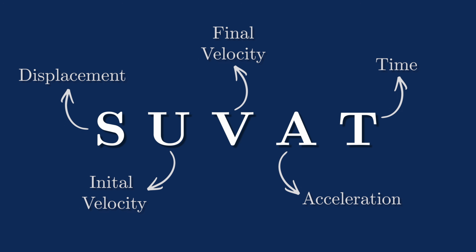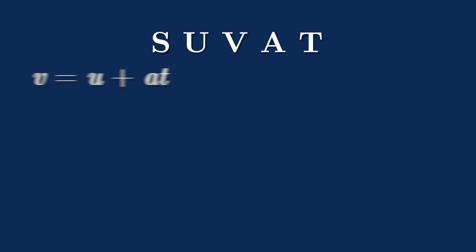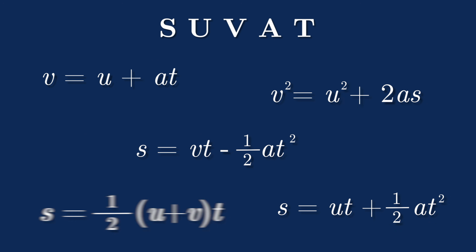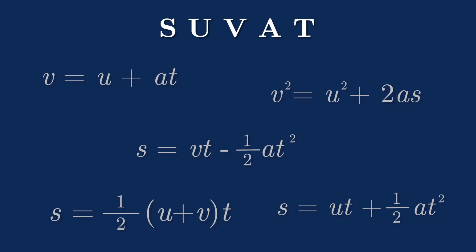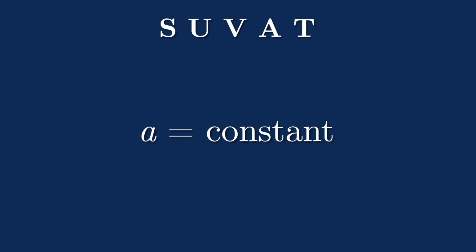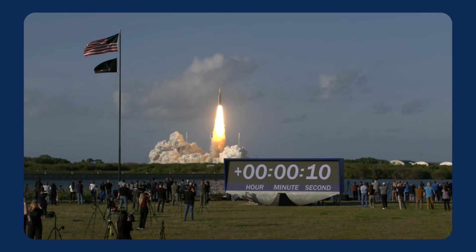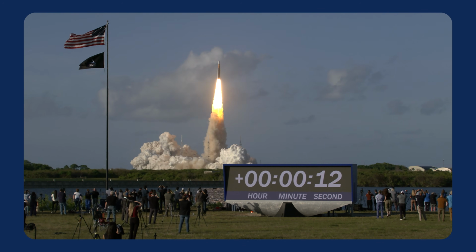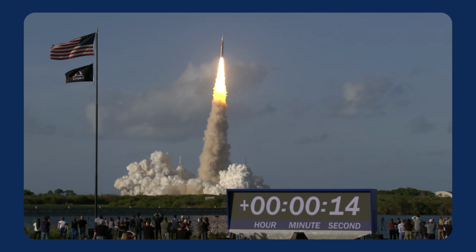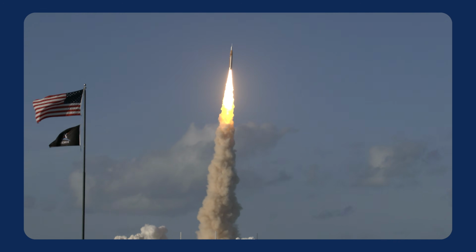Now using these 5 quantities we can create equations of motion, but there is one key important condition. SUVAT equations only work when acceleration is constant. This means that they work really well for things like objects falling near Earth's surface, trolleys rolling down a smooth slope, or even vehicles accelerating steadily. But they do not work as simply if the acceleration is changing all the time, like a rocket launching, for example. So that's something to bear in mind as we make our way through this video.